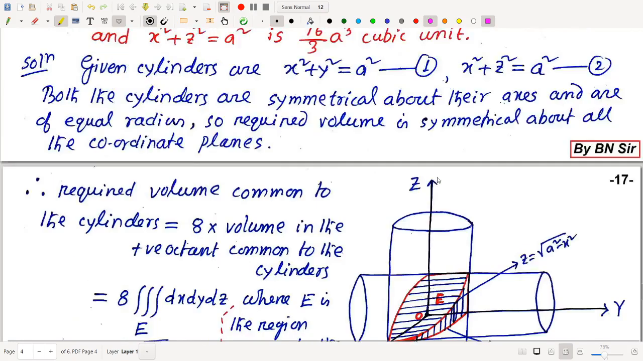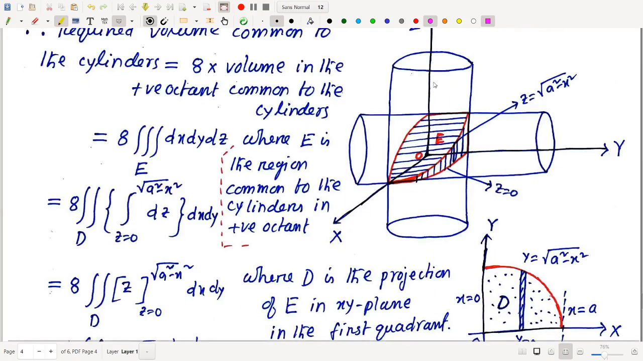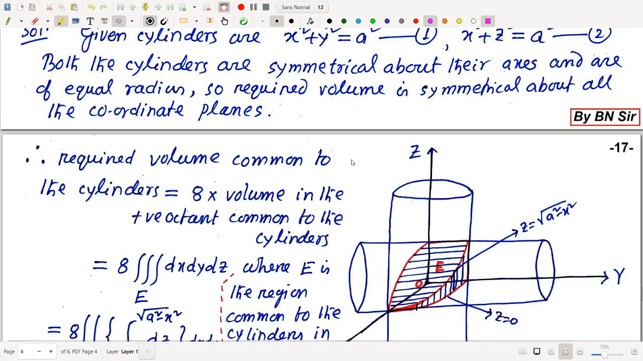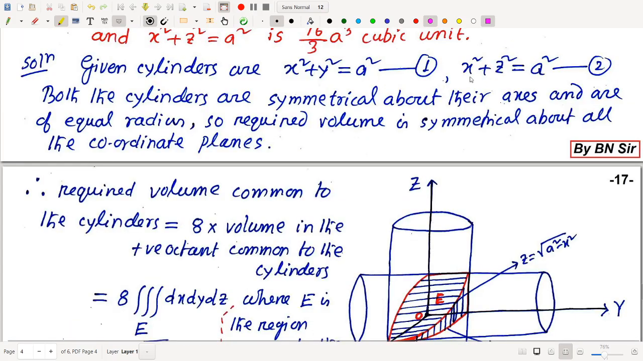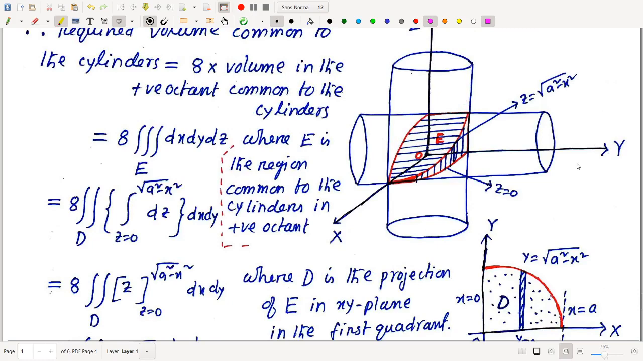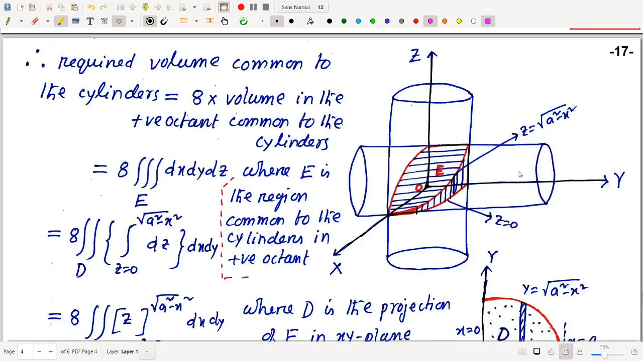See in the figure, x square plus y square equal to a square, its axis is the z axis, in the middle the z axis, a cylinder. And the second one, x square plus z square equal to a square, the y axis in the middle. So we have given the y axis here for better understanding. Okay, so a horizontal cylinder and a vertical cylinder, like that.